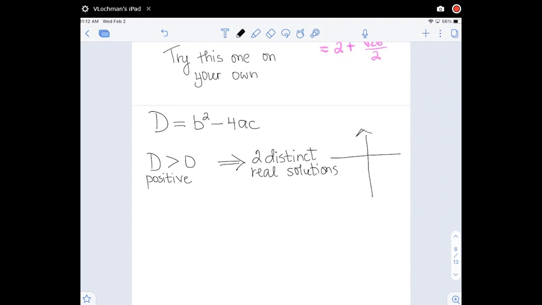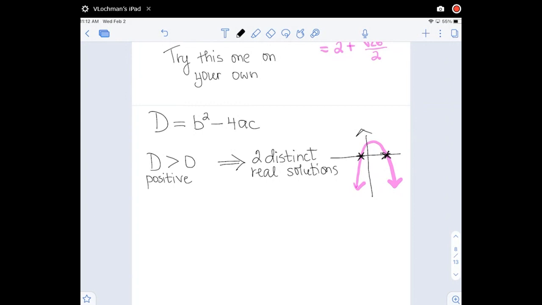Say you have your parabola, maybe it opens downward, right? So that means your graph will be crossing the x-axis at 2 points, and those will be your solutions. Okay, so just by computing this quantity, we can tell how many solutions we have and what kind they are. Real solutions means we have two different intersections with the x-axis.